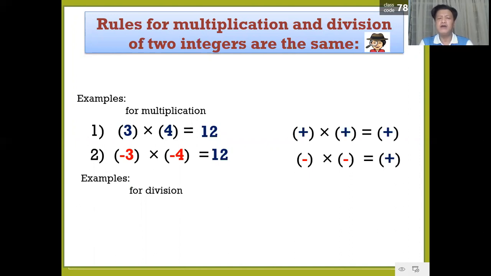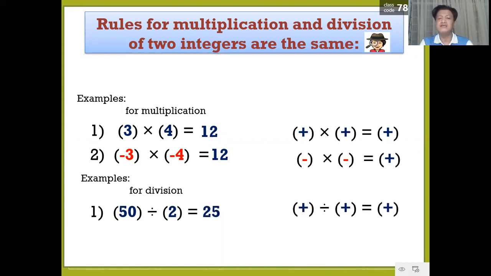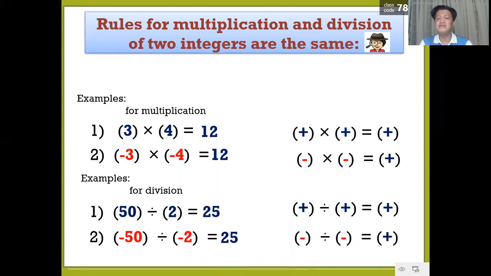But this time, we are going to have example first for division. Okay, so 50 divided by 2, what is the quotient? That is positive 25. And take note, the rule of this is simply positive divided by positive. The quotient of this is positive. And if you are going to divide negative 50 divided by negative 2, what will be the quotient of this? That is also positive 25. Meaning to say the rule is simply negative divided by negative is also positive.